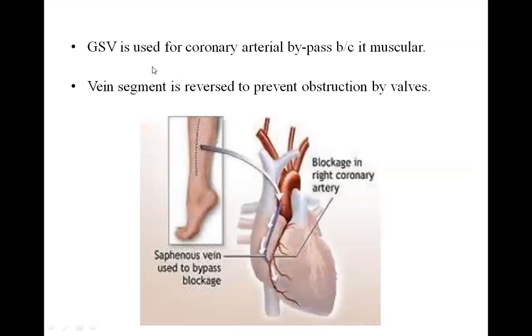Great saphenous vein is used for coronary arterial bypass because it is more muscular as compared to the rest of the veins in the body. Vein segment is reversed to prevent the obstruction by the valves. So here is the segment of the great saphenous vein that is put in the heart. Okay.